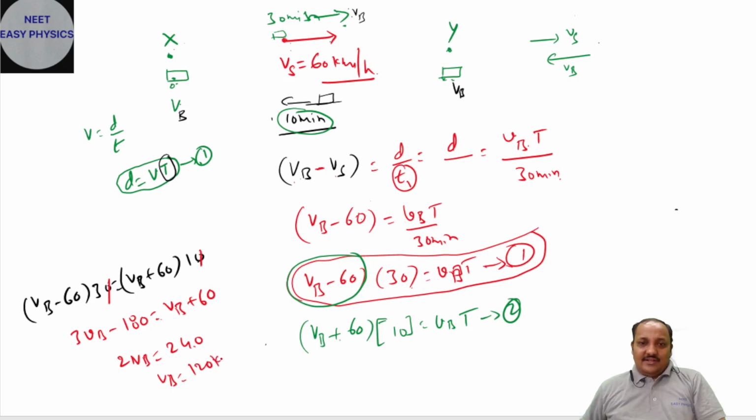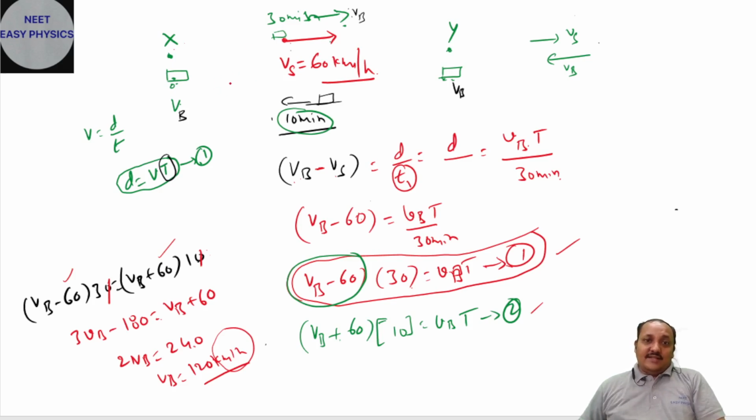How much will you get? Kilometer per hour, because the velocities we have added are in kilometer per hour. 60 is in kilometer per hour, and the minutes cancel between 10 minutes and 30 minutes. Therefore, your answer will be in kilometer per hour. Once you have VB, you should get the time by substituting in either equation 1 or 2. You will get the remaining answer, so like this we have to do it.